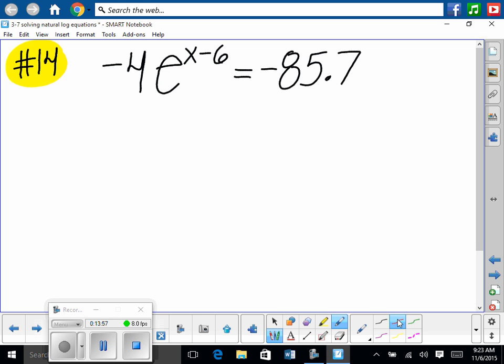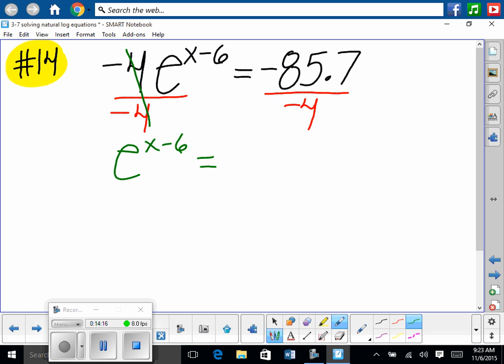What am I going to do? Plus 4? Good. Divide by what? Good. Divide both sides by negative 4. So on the left side of the equation is e raised to the x minus 6, and that's equal to, just take your calculator, do negative 85.7 divided by negative 4. You get 21.425. Does everybody understand that?